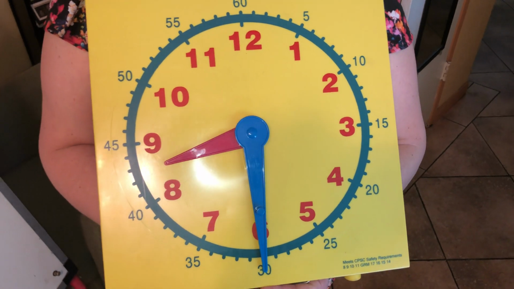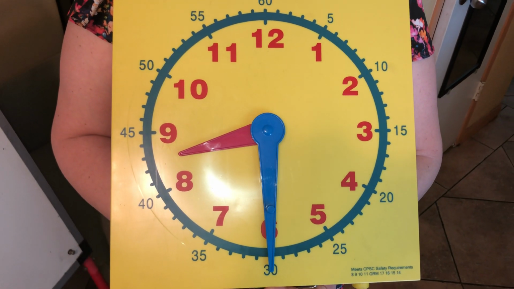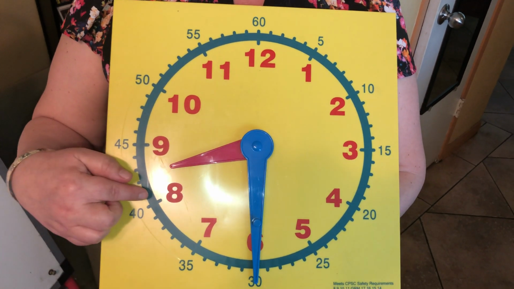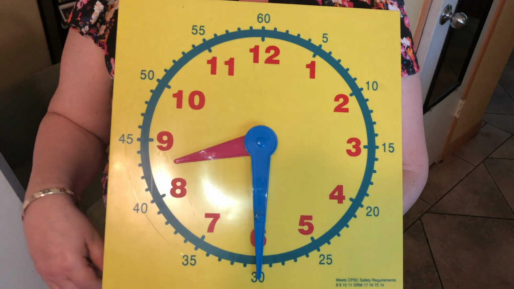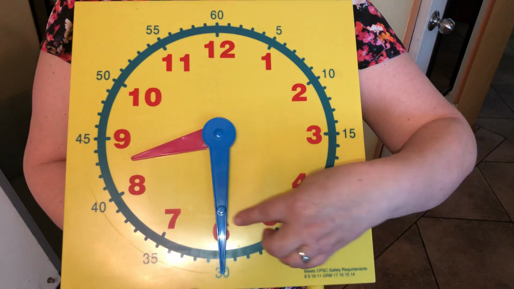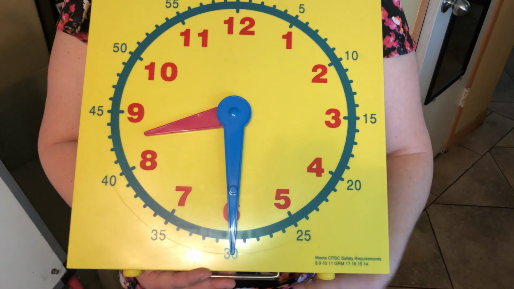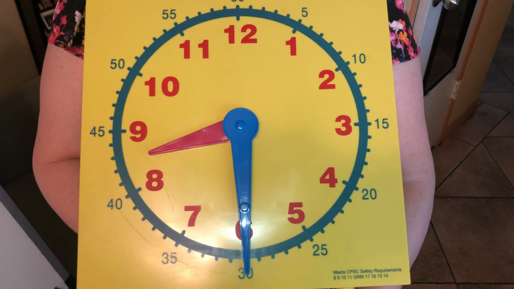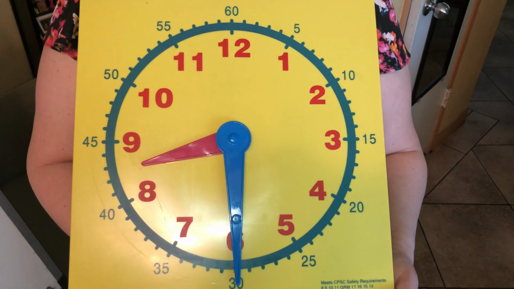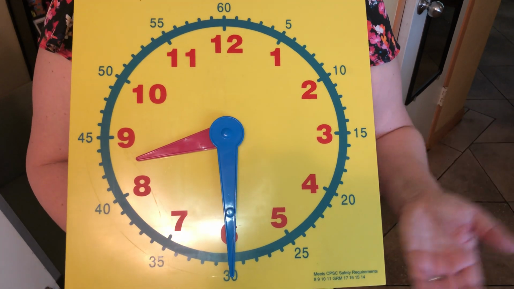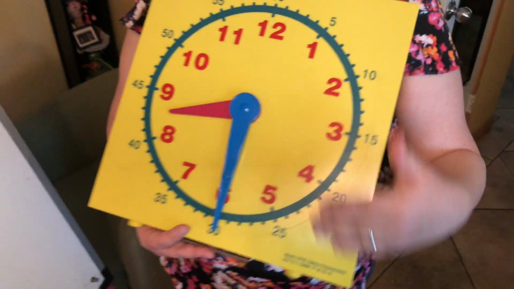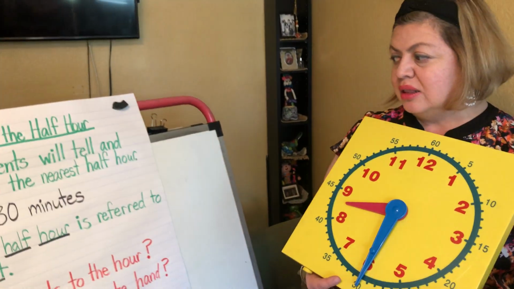Okay, so where should you look first? If you said hour hand, you are correct. And the hour hand is between the 8 and the 9. It's not on the 9 o'clock yet, on the 9th hour yet. It's still marking the 8th. And then the minute hand, where is it? It's on the 6. So it is 8:30, 8:30, or half past 8.